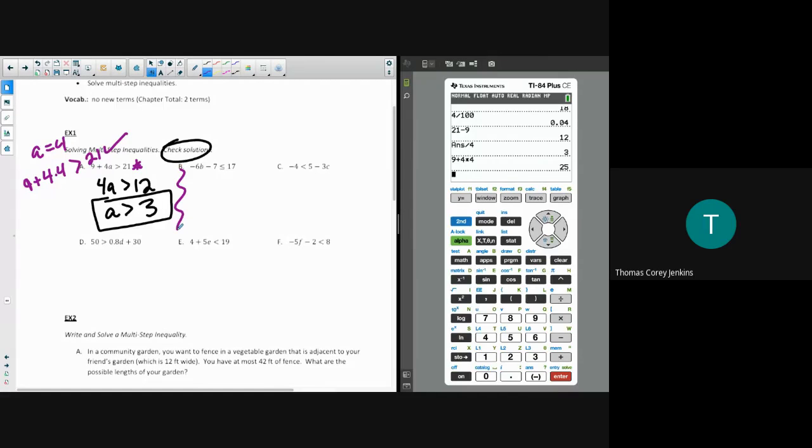All right, moving on to example B. You know, I look at example B and I know that there's a red flag there. If there is a coefficient that's attached to the variable that's negative, I know I'm going to end up flipping my inequality symbol. Okay, so you've just got to be careful there and know that's coming. Anyways, first thing I want to do is add 7 to both sides. That's going to give me negative 6b is less than or equal to 17 plus 7, or 24.